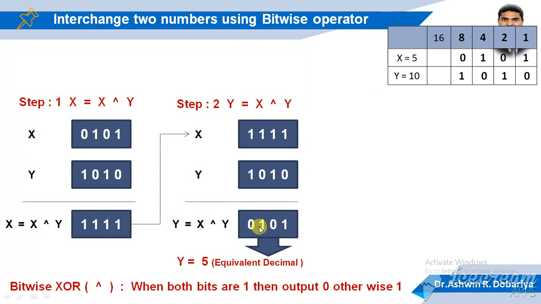Now 0101, if you convert it from binary to decimal, then how can we convert binary to decimal?